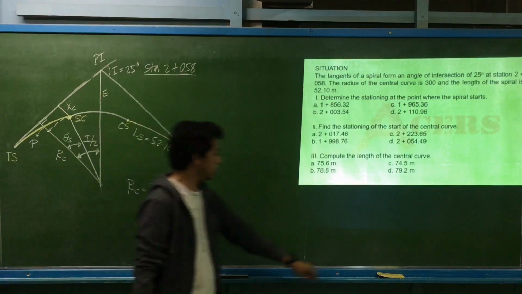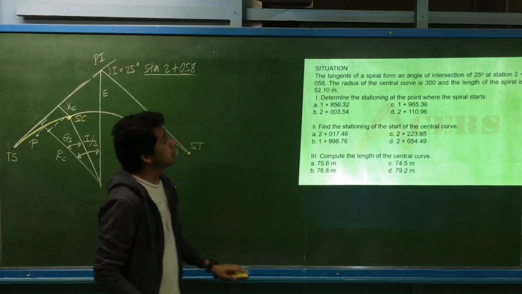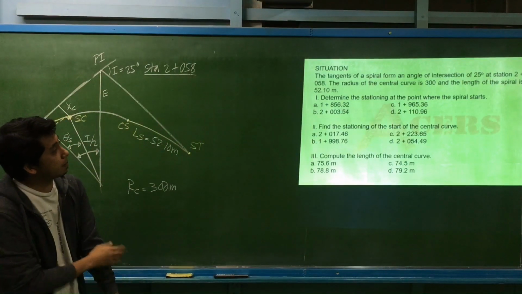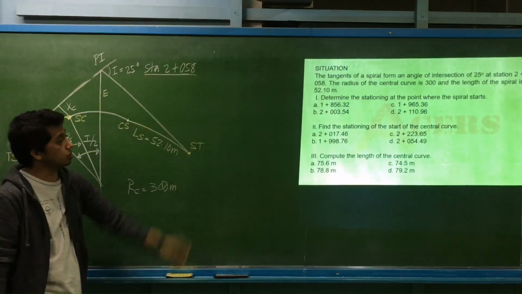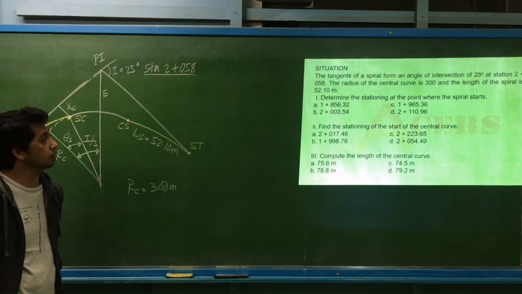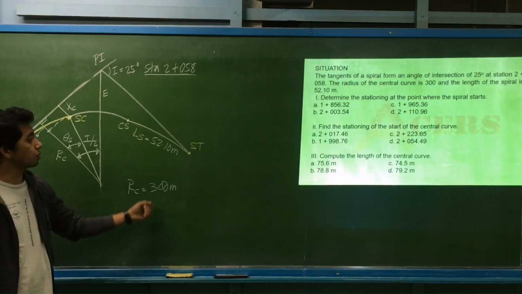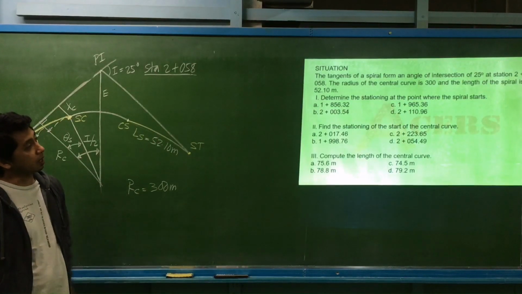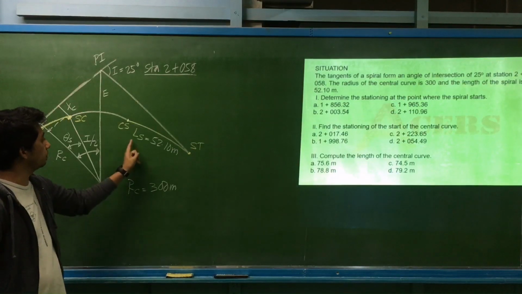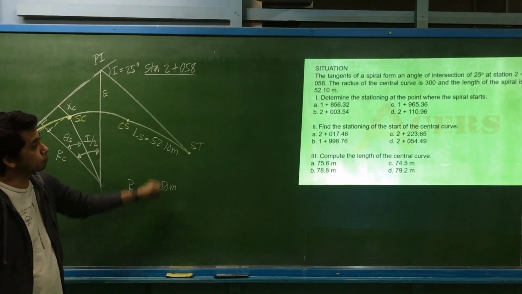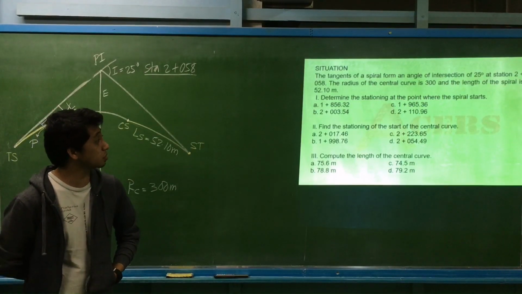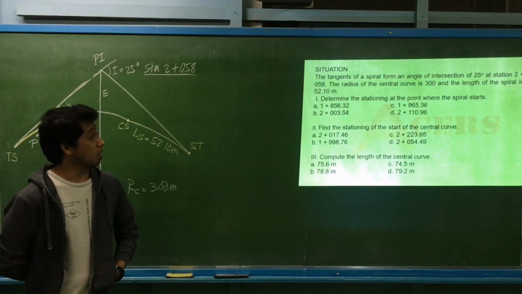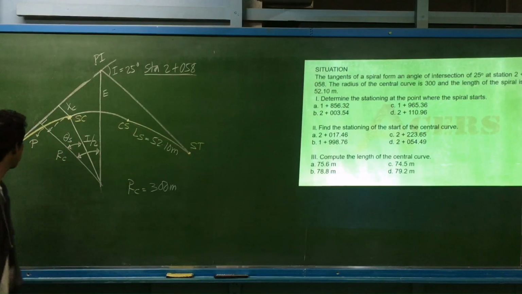So this example is a spiral curve. The tangents of a spiral form an angle of 25 degrees at station 2 plus 58. The radius of the central curve is equal to 300 meters and the length of the spiral is equal to 52.10 meters. So first question is, determine the stationing at the point where the spiral starts.